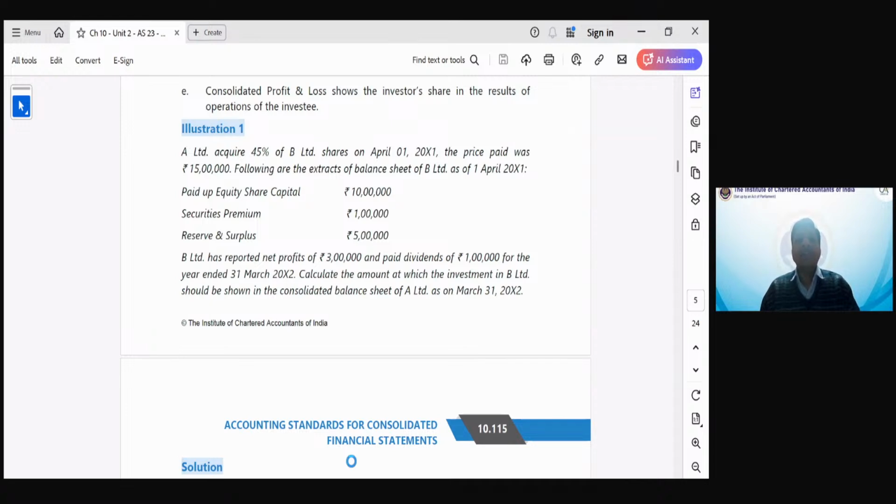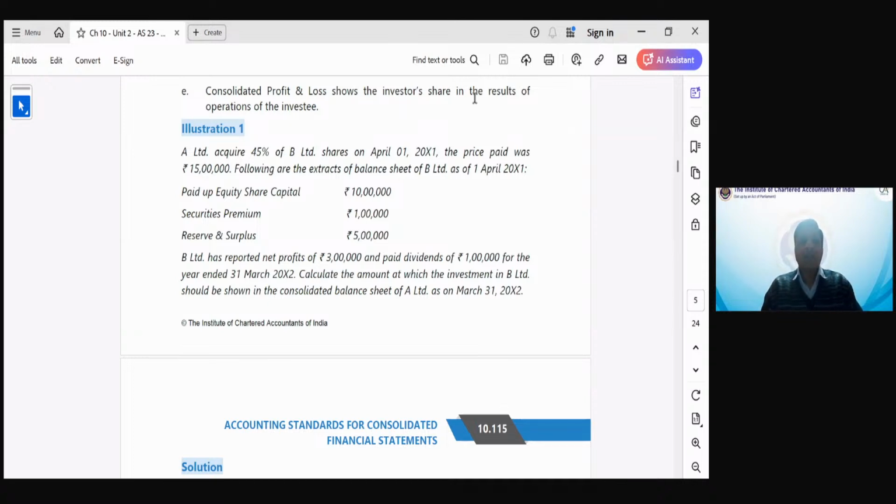You are also given the extract of balance sheet of B Limited. Now, what is B Limited? Can you tell me in this example, what is B Limited? Over to you quickly. Yeah, so Pranav says associate. Very good. So B Limited is the associate, right?